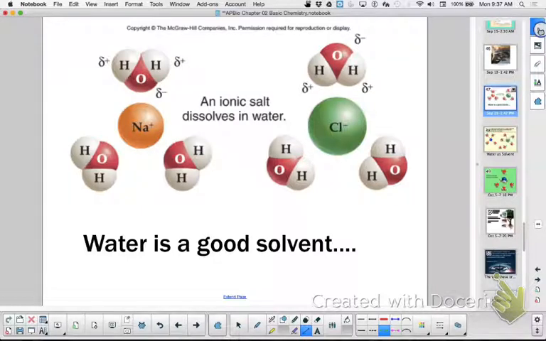So on solvent, BioBenny: water can arrange itself around polar charged molecules. Blood plasma is mostly water.